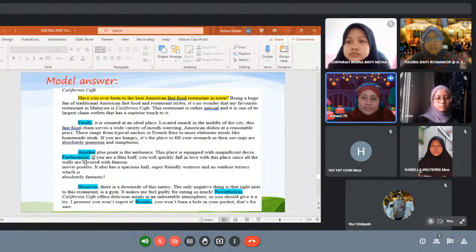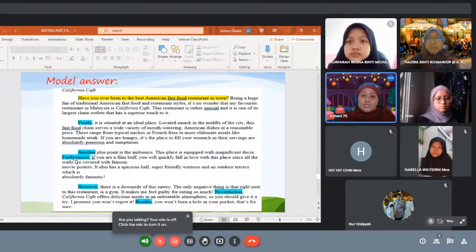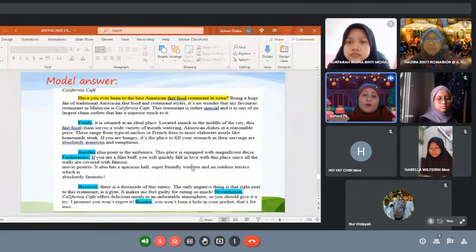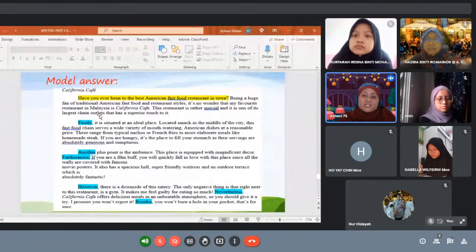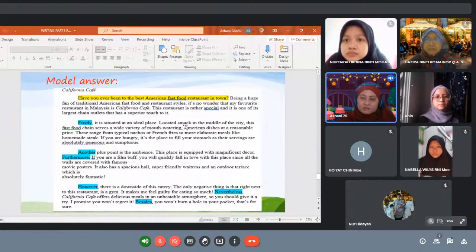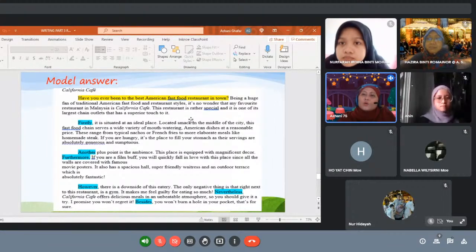You can see some of the words that I have highlighted. They are link words. You want to use the linking words to show the differences in your points. Firstly, it is situated at an ideal place. Adjective here, I forgot to highlight. Located smack in the middle of the city. We have mentioned the location here.